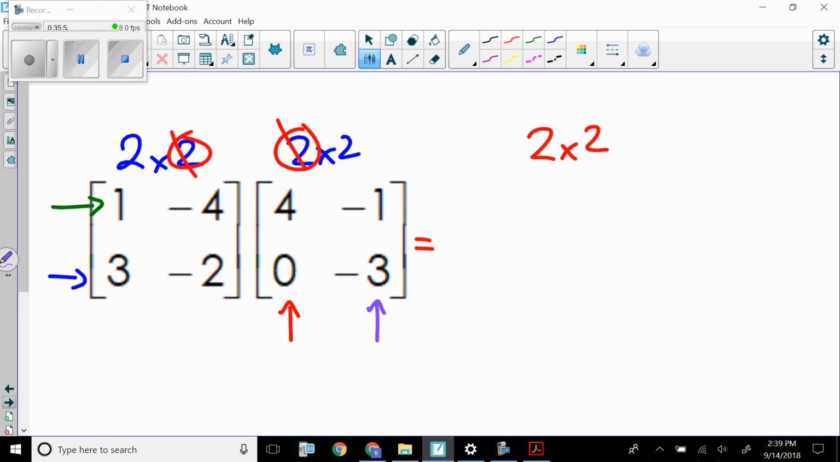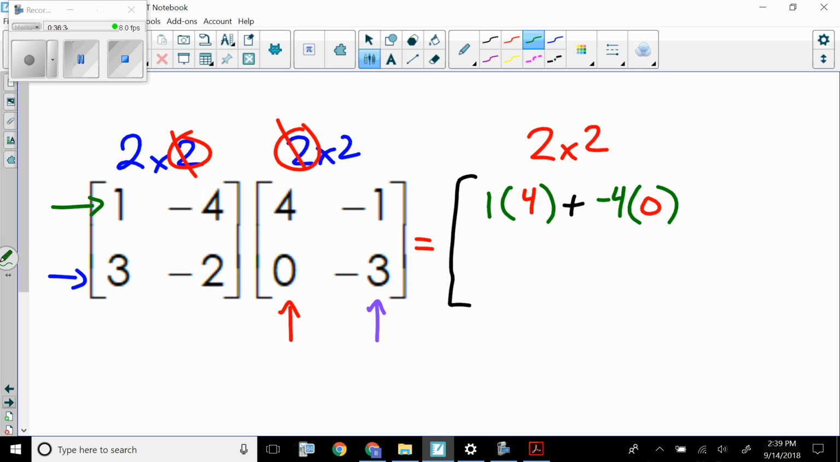Okay, so my first one is A sub 1, 1. So I need the green and the red. The green would be 1 times 4. So I have a 1 times my 4. Well, my 4 is the red in here. And then I have to add -4 times my 0. And there I've done my very first element.